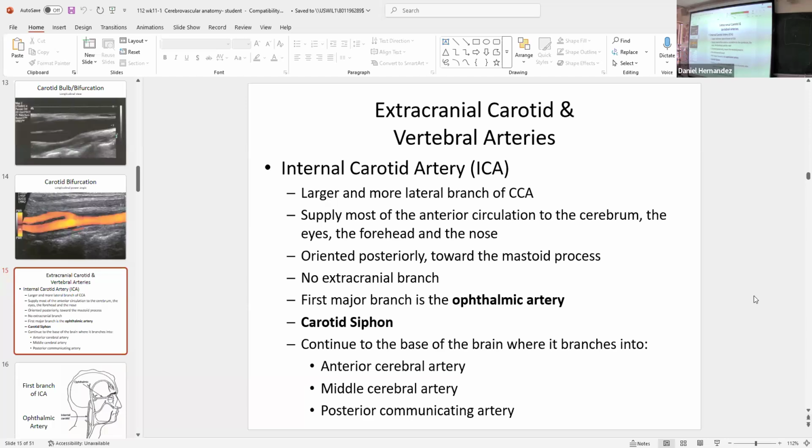So it continues to the base of the brain, where it then branches into the anterior cerebral and middle cerebral arteries, and we also have the posterior communicating artery there. So it's kind of like a trifurcation in the circle of Willis. It terminates and ends where it branches into those three major vessels.